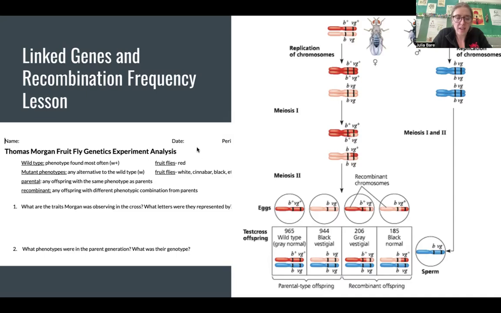Now, if you're in my class, these are the documents that you're going to need in order to understand this lesson. Okay, so it's the Thomas Morgan Fruit Fly Genetics Experiment Analysis. And then this is the image that we are going to use for this first part of this lesson. So make sure that you have these. If you are in my class, I also strongly recommend that you highlight or color this diagram because it was printed in black and white, and it's really helpful to see it in color. So I really strongly recommend you go back and color this diagram based on what you see here in order to best understand this lesson.